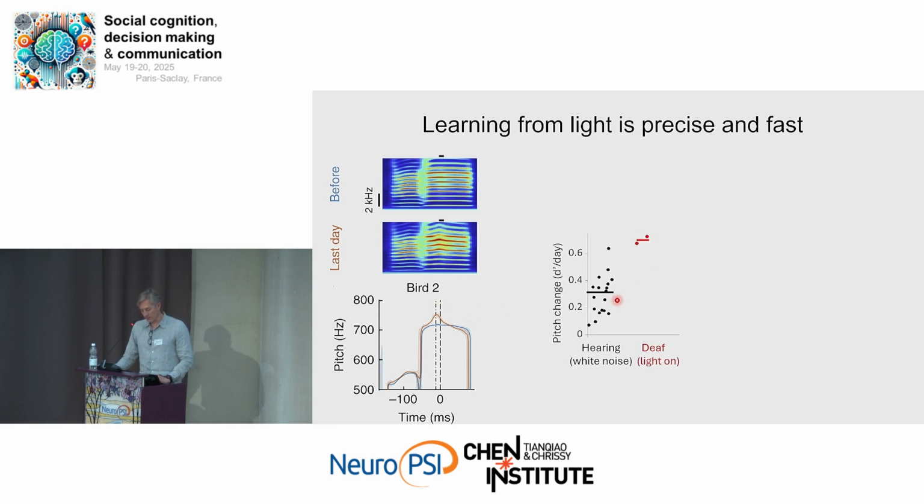And what is even more surprising, if you look at the speed, typically if you teach hearing birds with white noise playback, then they will change their song by about a third of a standard deviation per day. But deaf birds using light change the song by more than half a standard deviation. So they're actually faster than hearing birds.